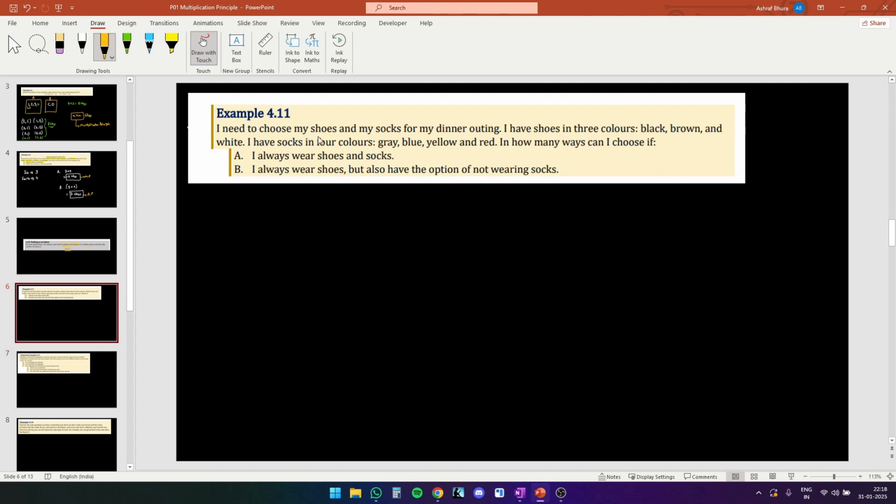I need to choose my shoes and my socks for my dinner outing. For shoes I am having 3 colors, and for socks I am having 4 colors. In how many ways can I choose if I always wear shoes and socks? So I will always be wearing shoes and I will always be wearing socks, which means I have to select one from shoe and one from sock. So that makes the answer as what?